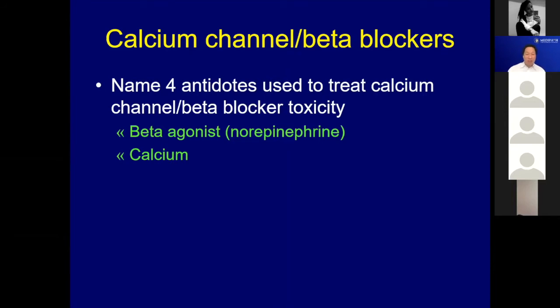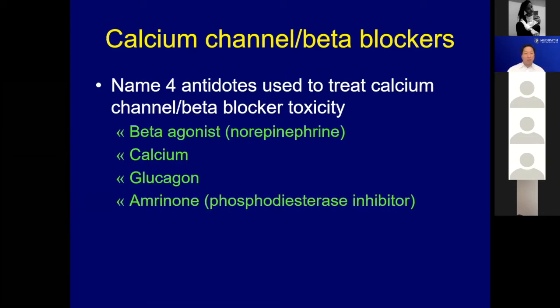Next, so calcium would work. There's another one, although if you're worried about digoxin, you probably want to avoid that. Glucagon. How does glucagon work? So glucagon works by bypassing the receptor, increasing intracellular calcium by increasing the amount of cyclic AMP, the second messenger. And thirdly, use phosphodiesterase inhibitors like milrinone and amrinone. And finally, what the person said earlier, insulin is the last antidote.